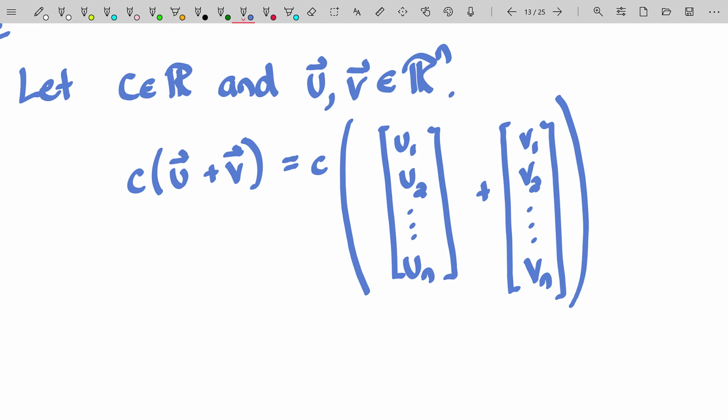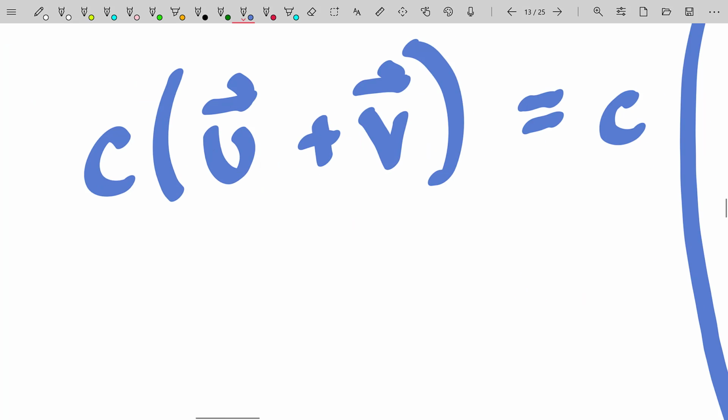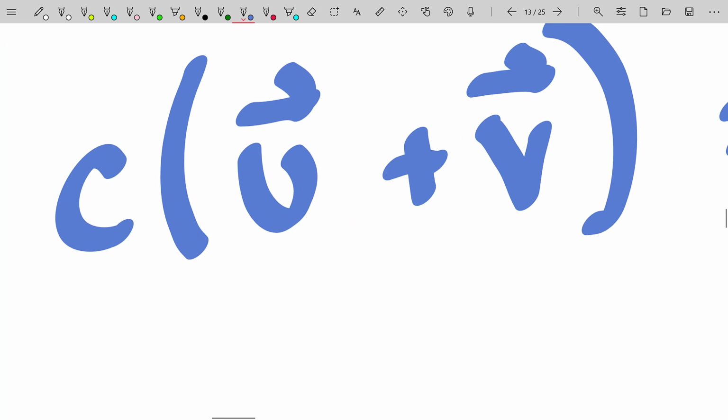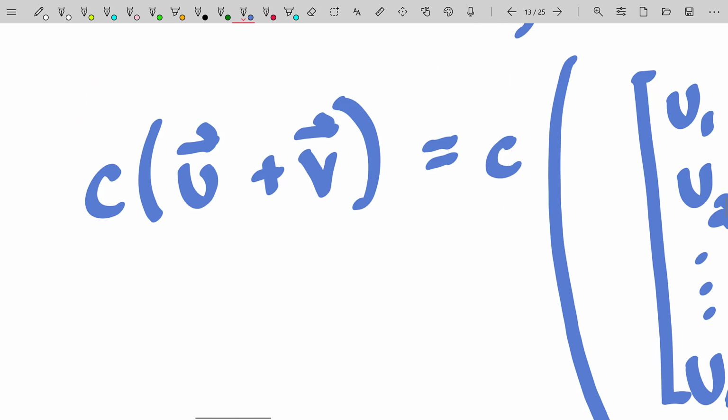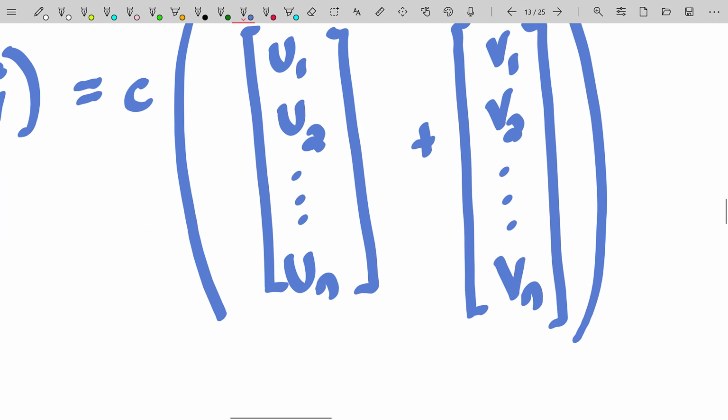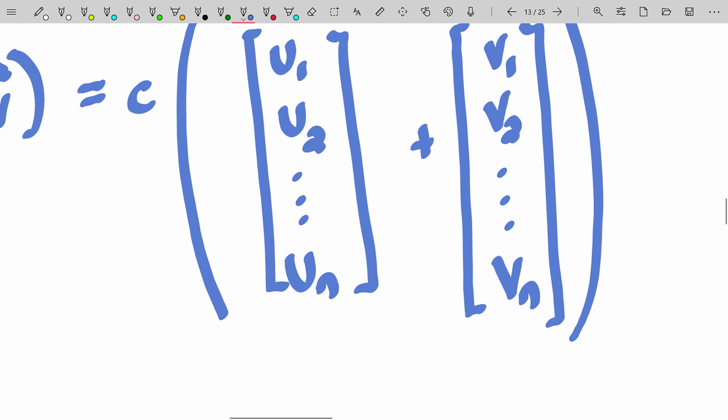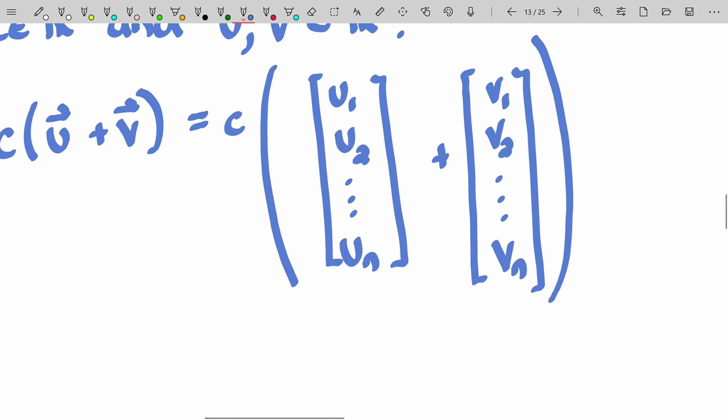Notice I didn't use any theorems here or anything like that. Right now, all I'm doing is writing a different notation for the vectors. So this is the vector notation, and this is the list notation, or what is often called the matrix notation of a vector. So we have that written out there, nothing really special.